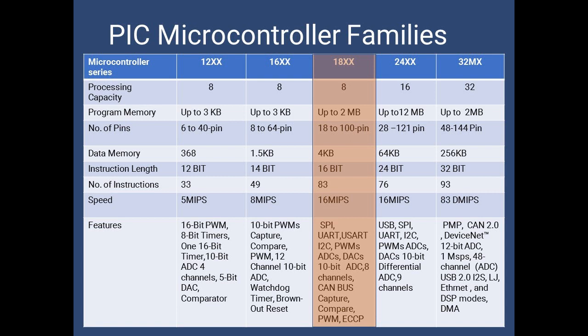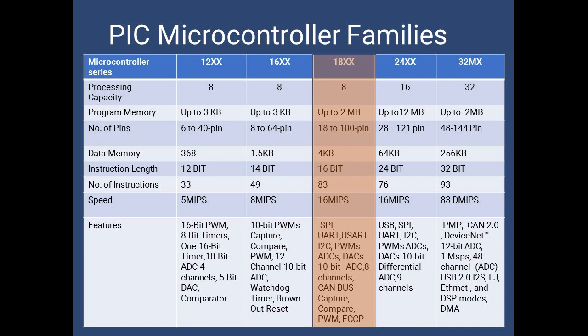In the case of 24 series, the computing capability is 16-bit, whereas the instruction length is 24-bit. And in case of 32MX series, here you can see that it has 32-bit processing capability, and its instruction is also 32-bit.